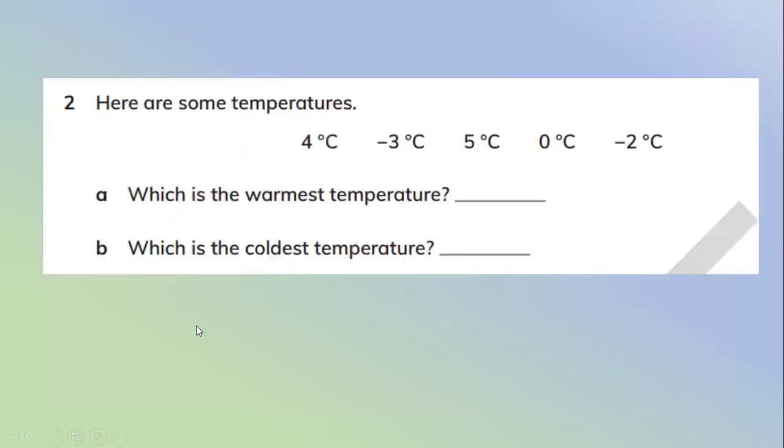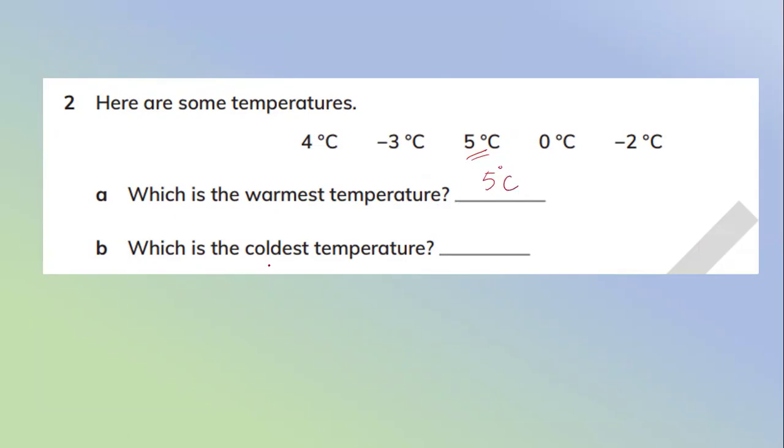Okay, number 2, here are some temperatures. 4, -3, 5, 0, and -2. Part A, which is the warmest temperature? Warmest temperature is the largest positive number. Largest positive number is 5 degrees Celsius. So the warmest temperature, 5 degrees Celsius.